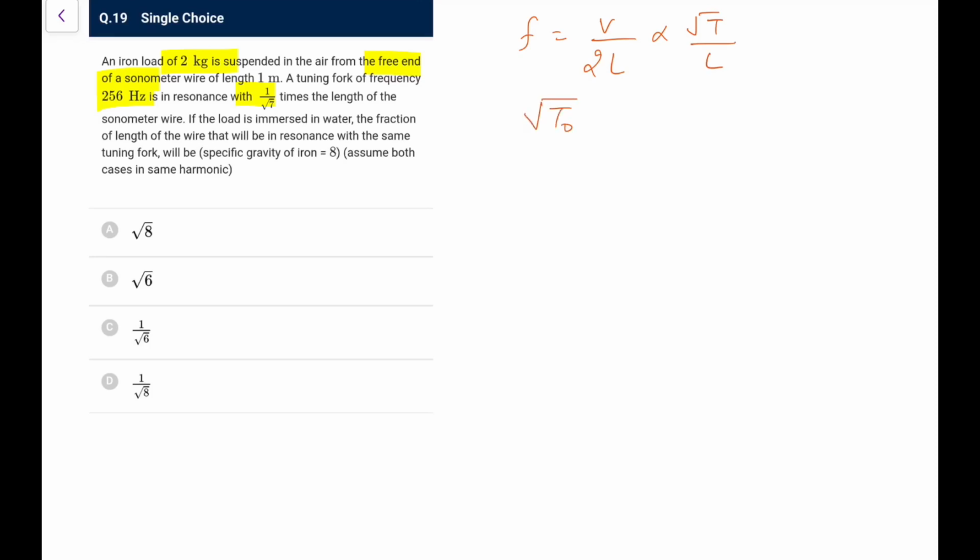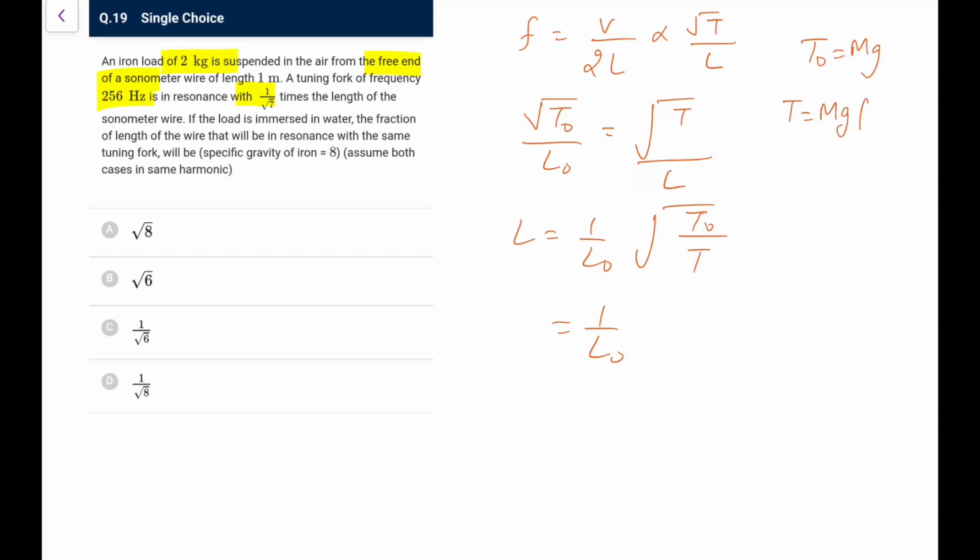So in the first case, root T naught by l naught should be equal to root T by the new length. So the new length would be 1 by l naught times root T naught by T. And what is T naught by T? Initially T naught was mg, and when you submerged it, mg becomes 1 minus rho f by rho b. That is the result you know by the standard way. So that T naught by T thing will become what it becomes.